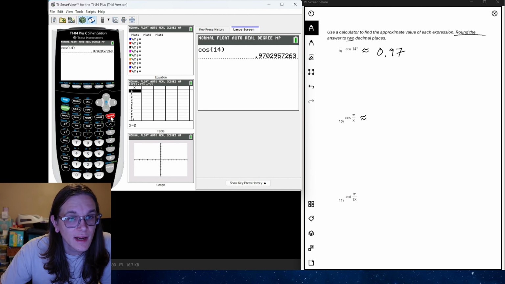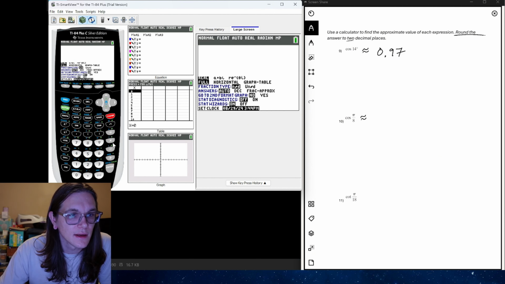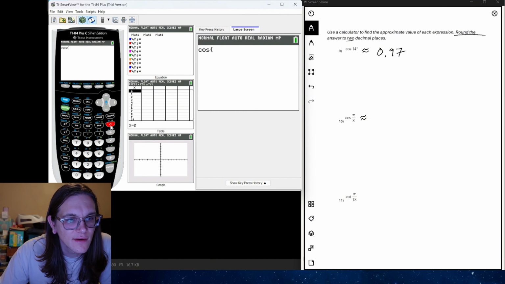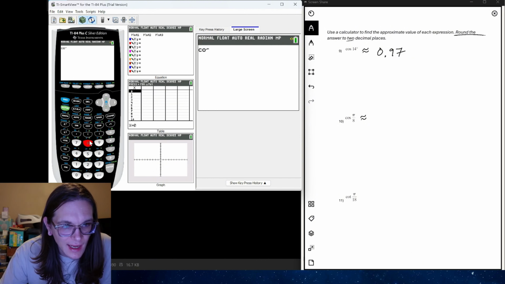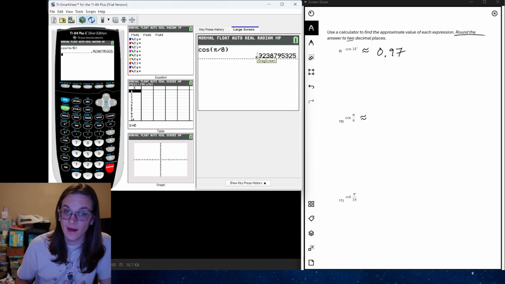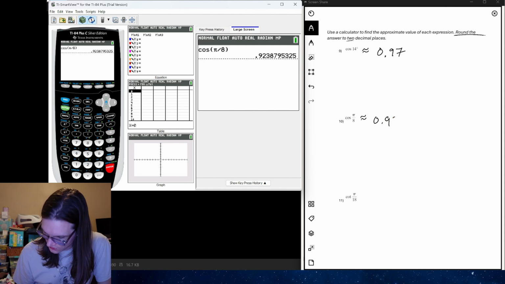And then what's cosine of pi over 8? Well, pi over 8 is in radians. So mode, radian, get out of here. What are we doing? Cosine of, and then the caret right here gives you pi over, which is divided by 8. You don't have to close parentheses, but I'm doing it. Cosine of pi over 8 radians is approximately 0.92.